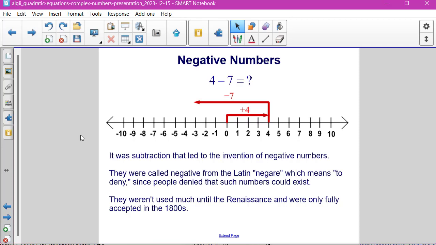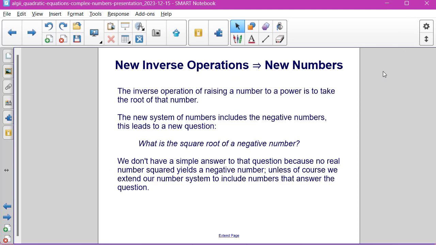They were called negative from the Latin word negare, which means to deny, since people denied that such numbers could exist. They weren't used much until the Renaissance and were only fully accepted in the 1800s. The inverse operation of raising a number to a power is to take the root of that number. The new system of numbers includes the negative numbers, which leads to a new question. What is the square root of a negative number?